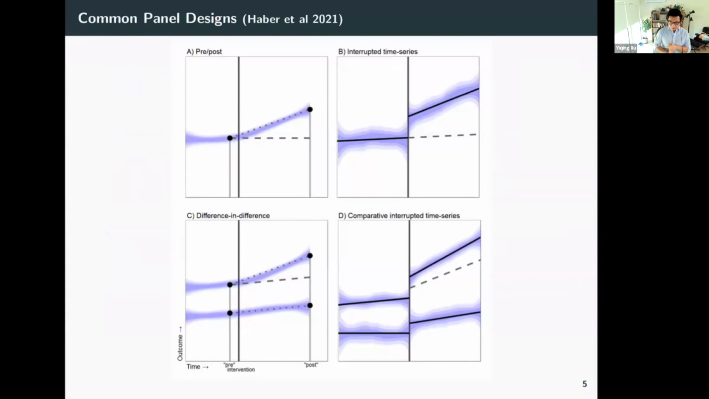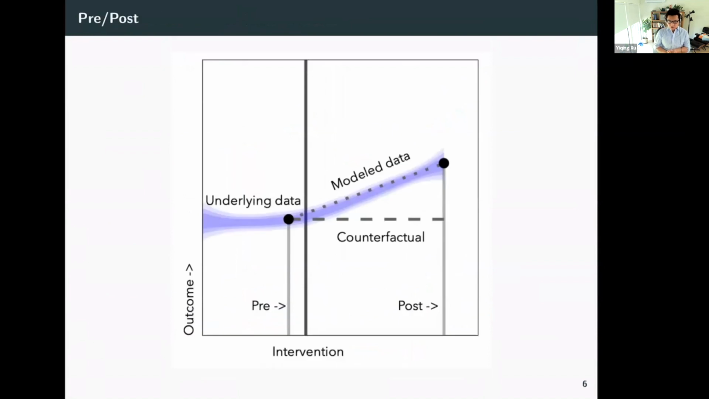This is from a recent paper by Haber et al. They're discussing the popular designs for studying the effects of interventions in COVID. So with panel data, you can use a before and after design. This is something important: whenever we use an estimator or design, we are making assumptions about how you predict the counterfactual. Sometimes you don't realize that, but you're actually doing so, right?